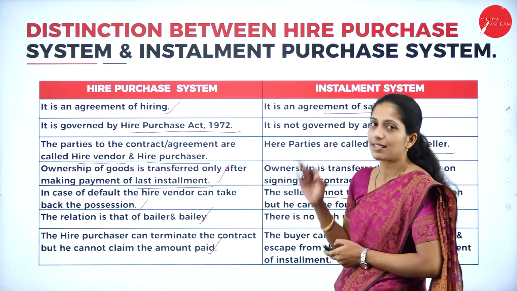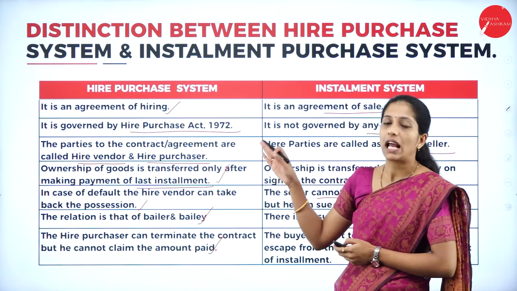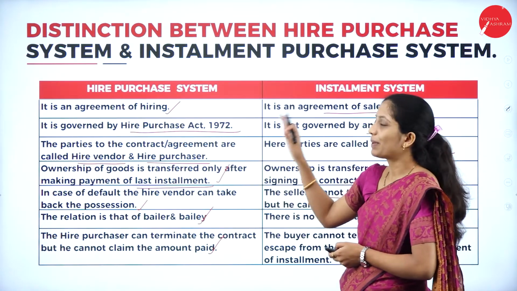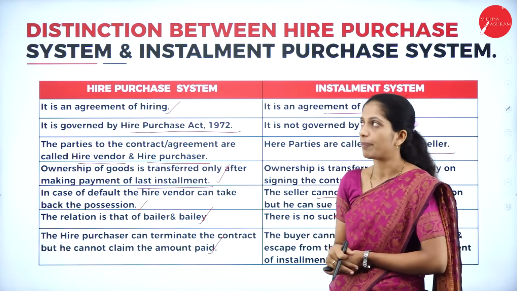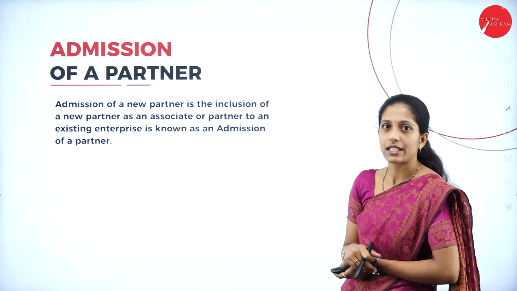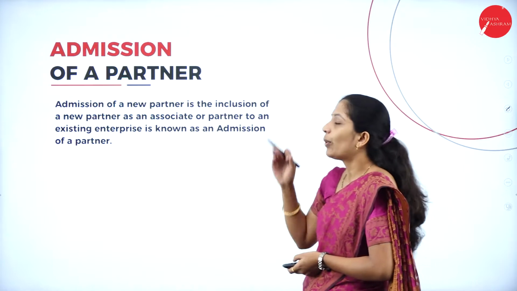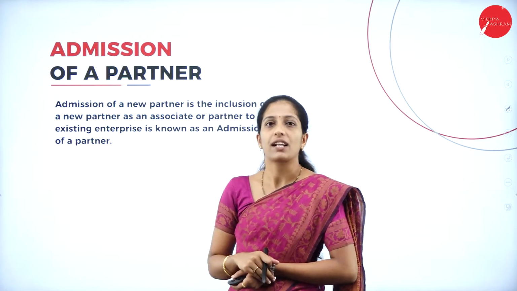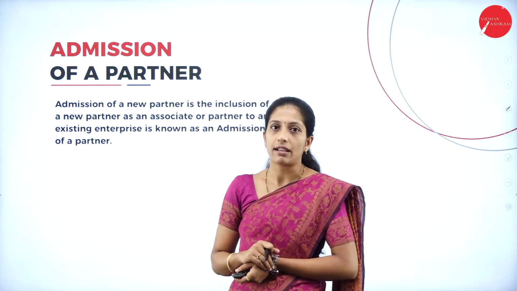I have told you this is a 10 marks question where they will ask the difference between hire purchase as well as installment system. Now we shall go through the next unit, partnership accounts, where you are going to learn about admission of a partner, retirement of a partner and death of a partner.